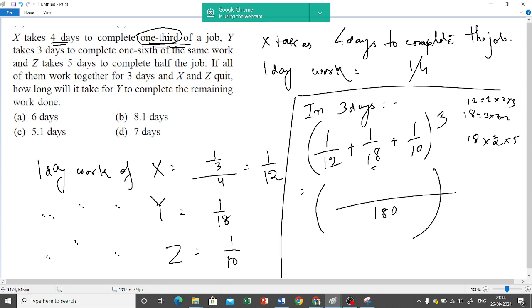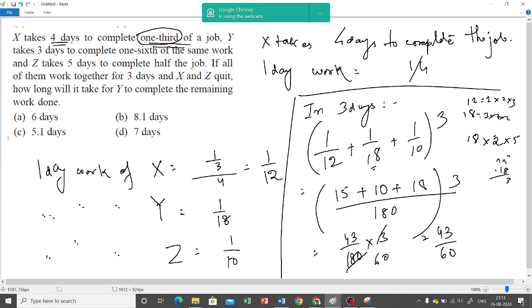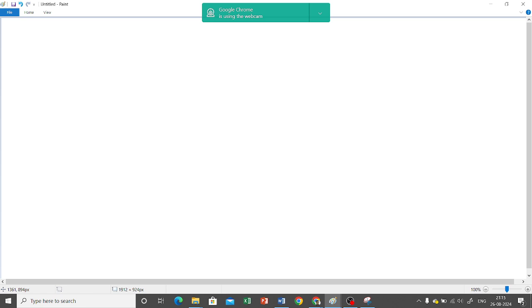So I have 180, 180 is the LCM. So 15 twelves plus 10 eighteens, that is 15 plus 10 is 25, so this is going to be 43... so 43/60 amount of work has been done, right?